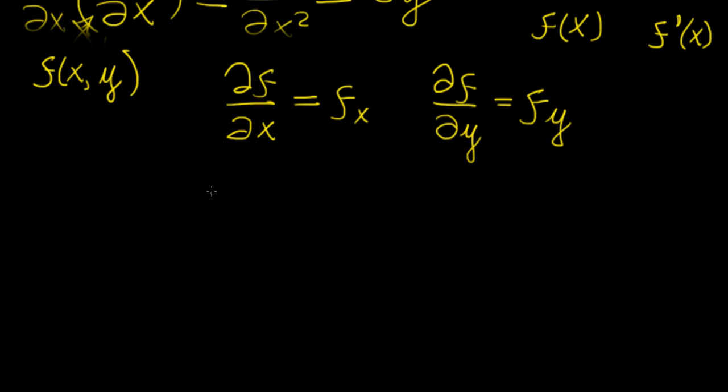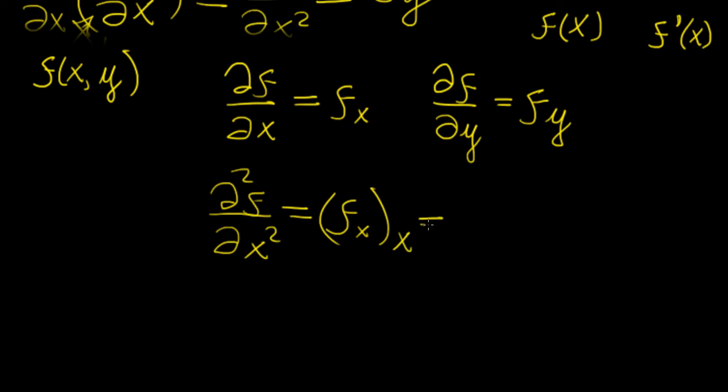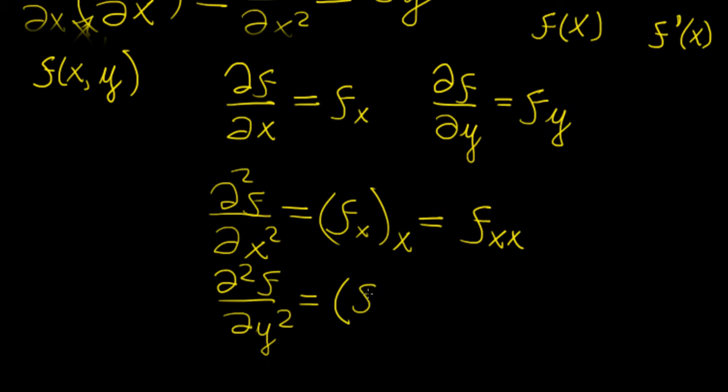And now if we want to have something like the second derivative with respect to x, what we're going to do is we're going to write this as f of x, now subscript of x, which is the same as saying f double x. And the same applies to y. So if we have second partial derivative with respect to y, that's going to be this function. Now differentiate with respect to y equals f double y.